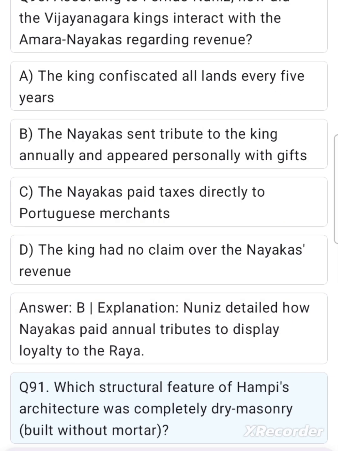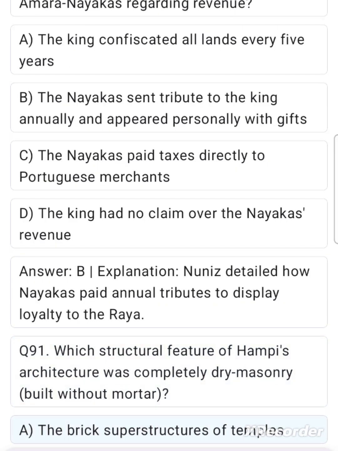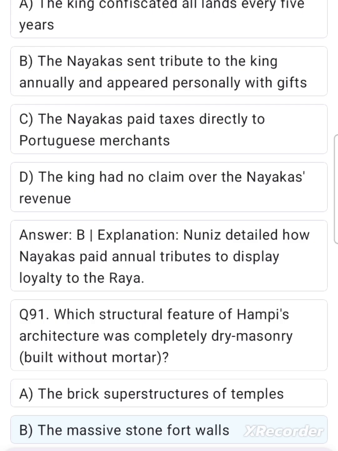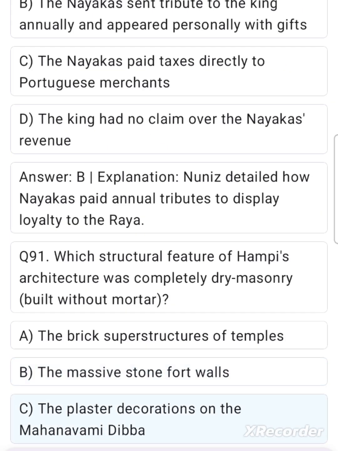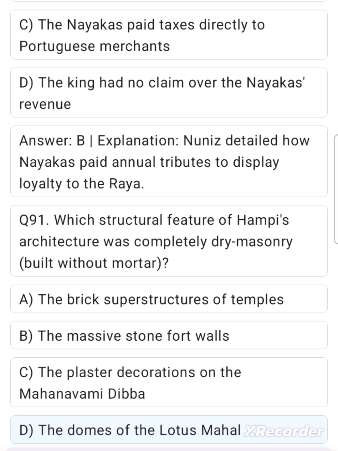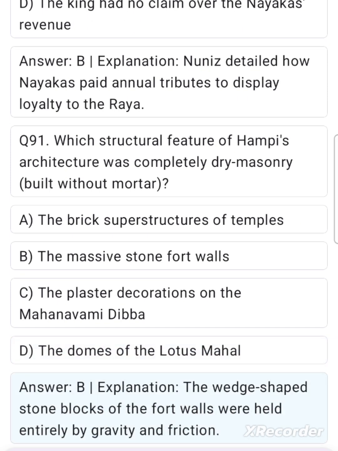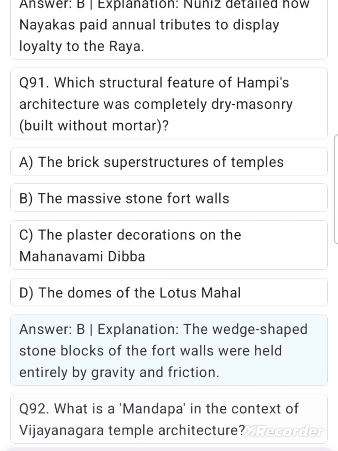Q91. Which structural feature of Hampi's architecture was completely dry masonry, built without mortar? A. The brick superstructures of temples. B. The massive stone fort walls. C. The plaster decorations on the Mahanavami Dibba. D. The domes of the Lotus Mahal. Answer. B. Explanation. The wedge-shaped stone blocks of the fort walls were held entirely by gravity and friction.